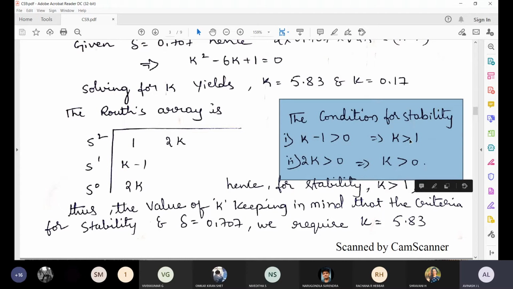So if I say that k minus 1 should be greater than 0, that indicates k should be greater than 1. Then only it is satisfied. So this is mathematics. Now our next condition is what? 2k should also be equal to or greater than 0. So 2k greater than 0 implies that k must be greater than 0. So this is exactly the phenomenon. Is it clear?